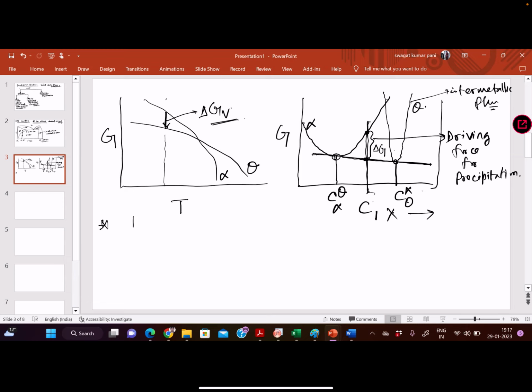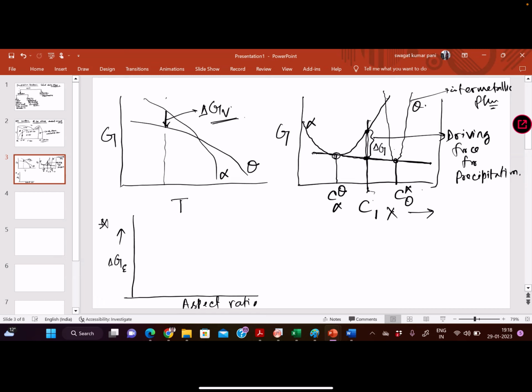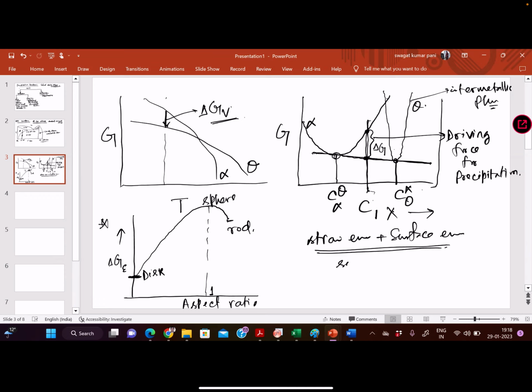Another important diagram you should have in mind is how strain energy changes with the size of precipitate. So this is our strain energy, and here it is aspect ratio. It changes like this. Here it is disc shape, and here when the aspect ratio is 1, we have a sphere, and here it is rod shaped. So disc shaped precipitates have minimum strain energy. Again, when a precipitate forms, there will be a trade-off between strain energy and surface energy. When these two are minimum, that size of precipitate will be favored.